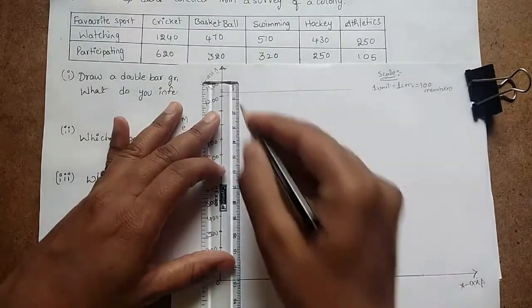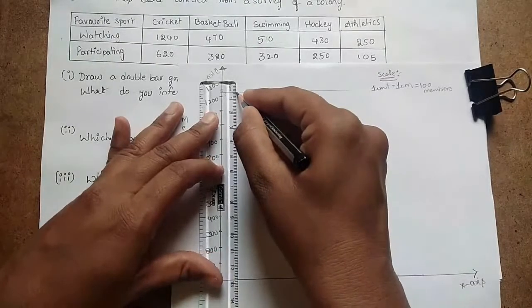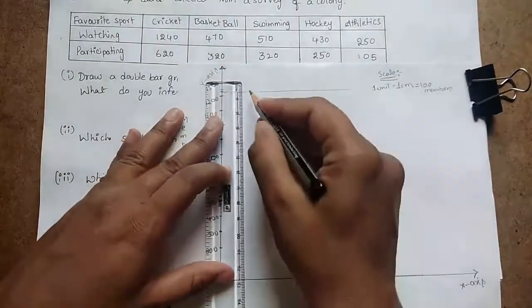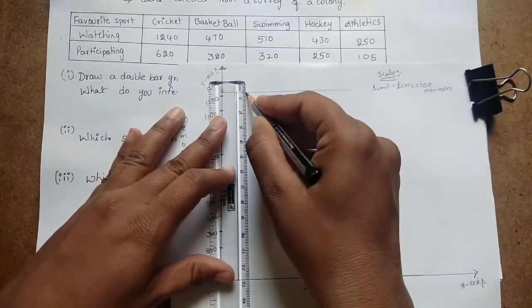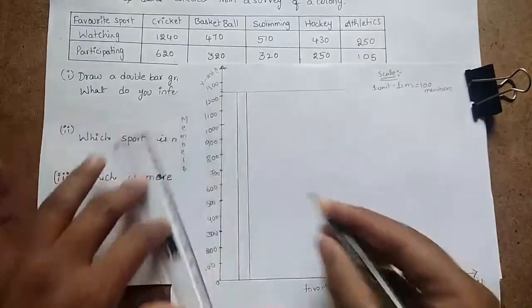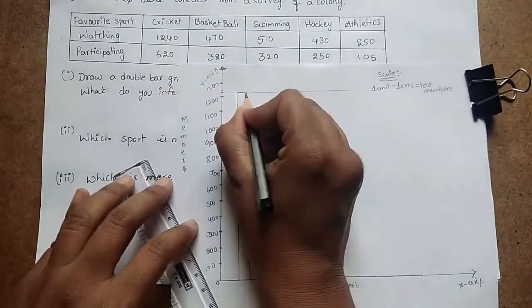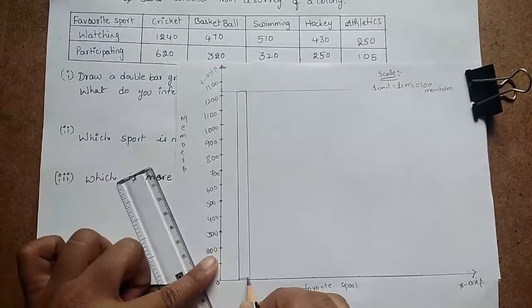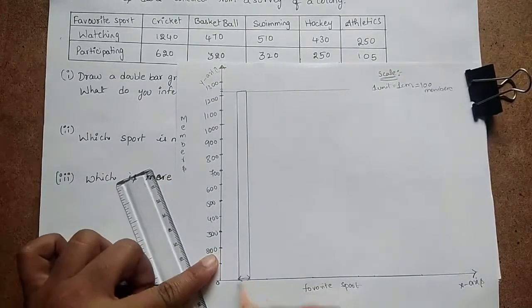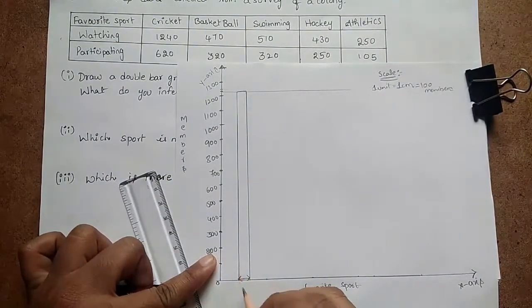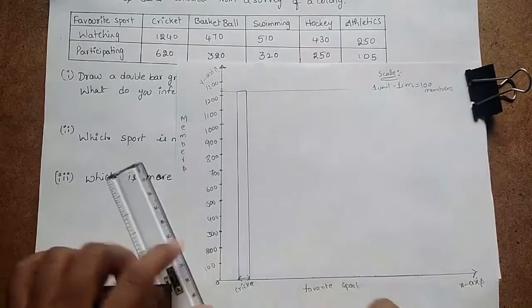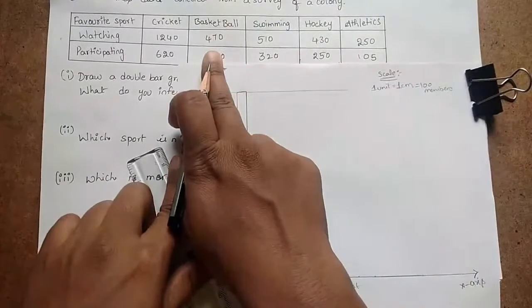Now I am taking it like this with a width of 0.5 from 0. This is the 1200 mark. I am taking a width of 0.5 for the bar, the width of the bar graph. So this is the cricket watching bar. So this was the cricket. Next, coming to the basketball, that was 470.